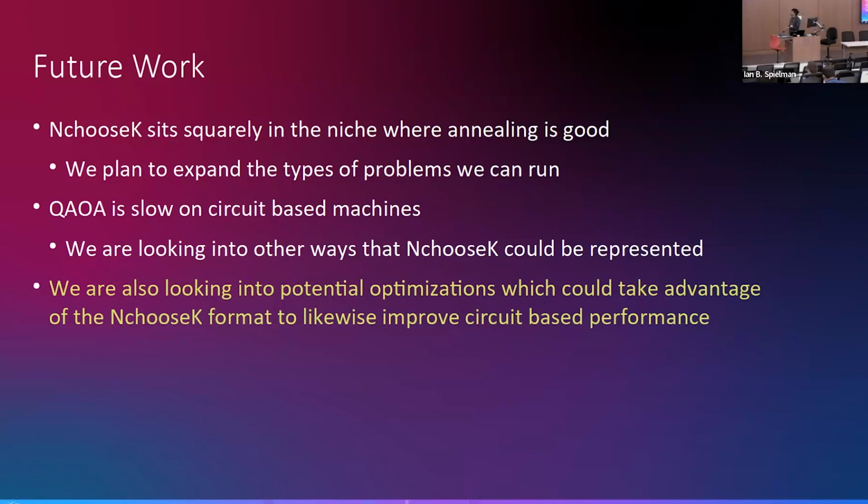We plan to expand the types of problems we can run. QAOA is slow on circuit based machines, and also for the formulation of the QUBO equation, n choose k is looking into potential optimizations where symmetric constraint QUBO optimizations could be memoized and then be used again.